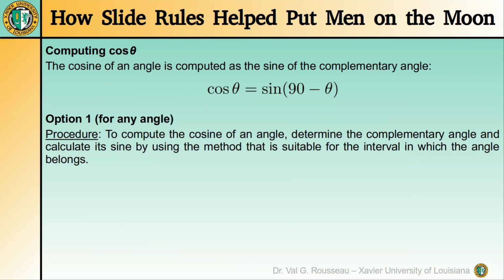Now, in order to calculate the cosine, there are two options that both take advantage of the relationship according to which the cosine of an angle is equal to the sine of the complementary angle. Thus, for any angle, one option consists in determining the complementary angle and then calculating the corresponding sine by using the method that is suitable for the interval in which the complementary angle falls.